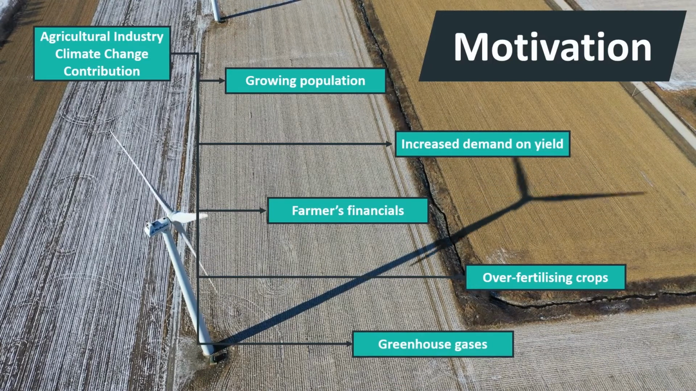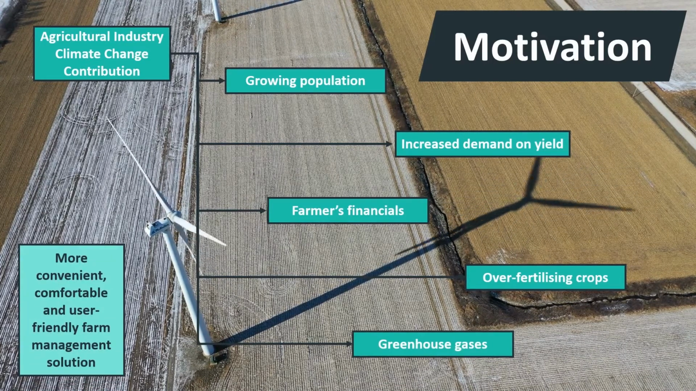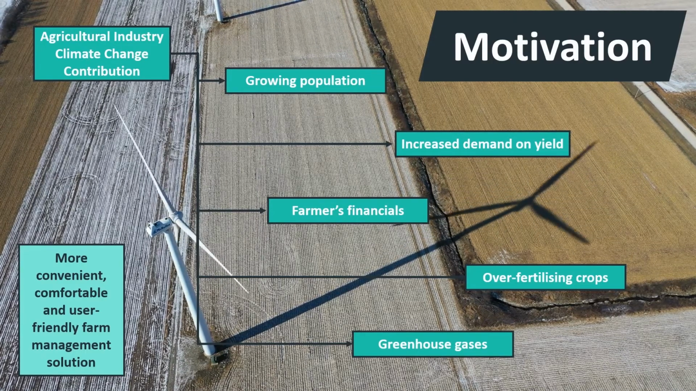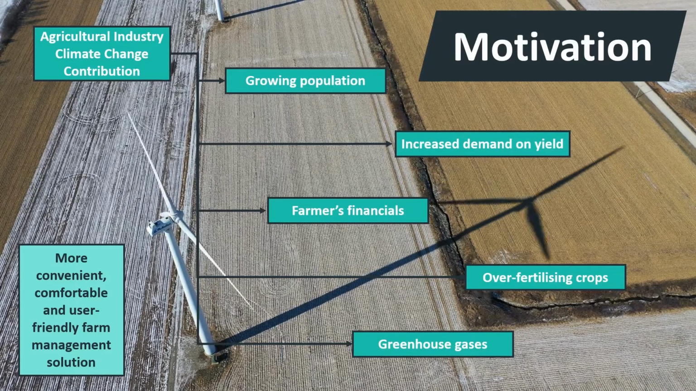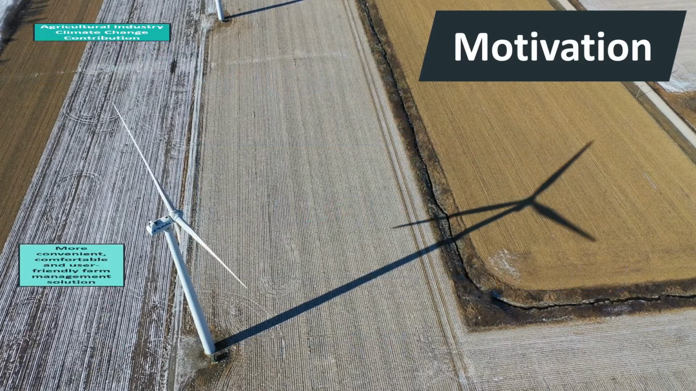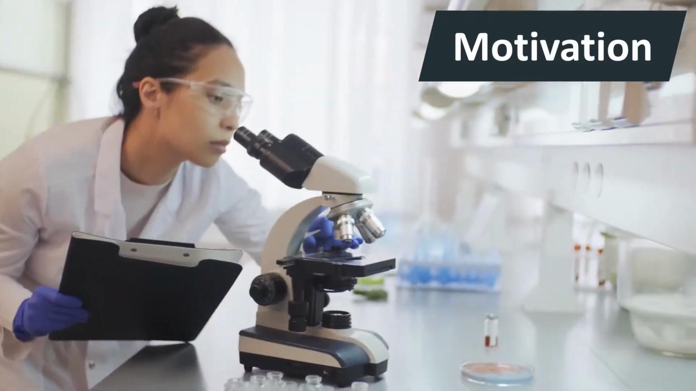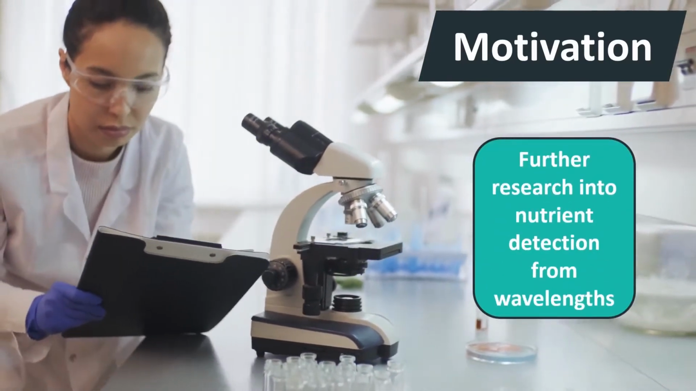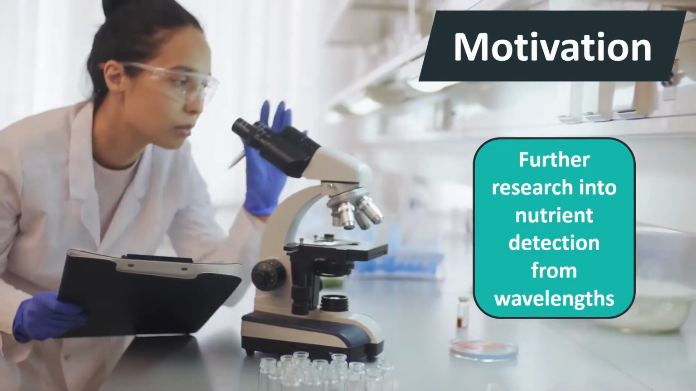Specifically, this project aims to provide farmers with a more convenient, comfortable, and user-friendly solution compared to the previous generation device, which was larger, slower, and less comprehensive. Additionally, the data taken from the plant images can be used for further research in the field of nutrient detection using multispectral imaging, as the 15 wavebands have been designed into the hardware to enable further work.